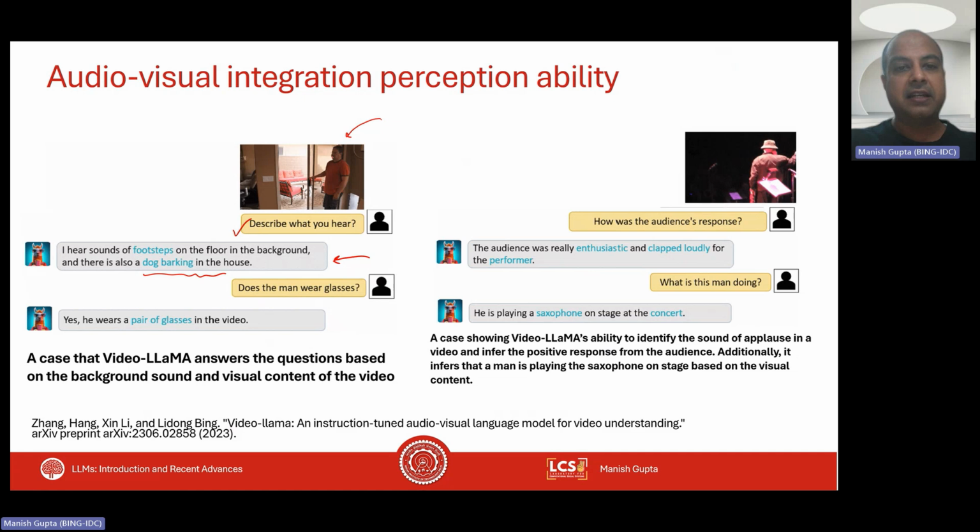Does the man wear glasses? And actually, if you notice, yes, he wears a pair of glasses in the video. So, different lighting conditions along with what's going on in the video, it can nicely infer those things.